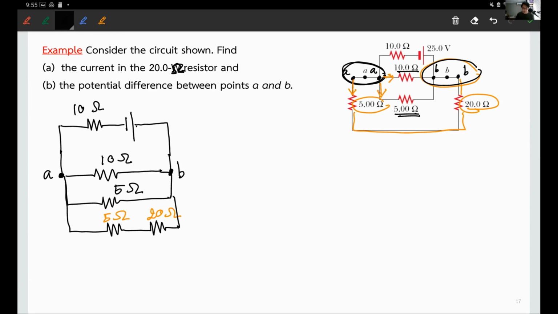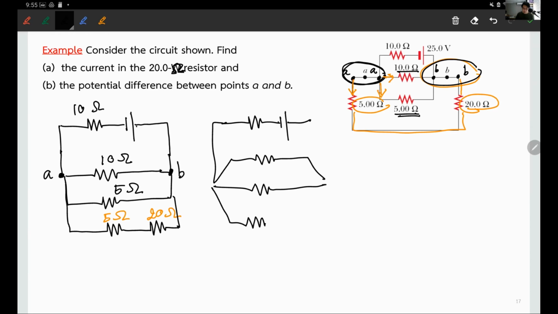All right, and for those of you that want to draw it in a different configuration, that is more than fine. Some of you might find it nicer to draw it like this. That is good too, actually, to make it feel more parallel, if you like. That's your A, that's your big junction B right there. 10 ohms, 10 ohms, 5 ohms, 5 ohms, and 20 ohms. Here we go.